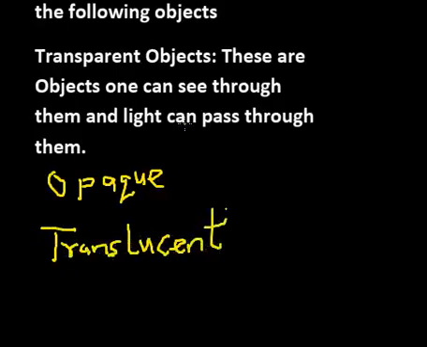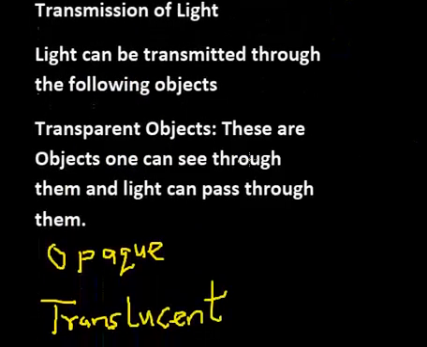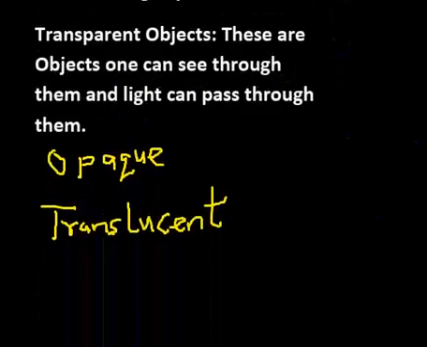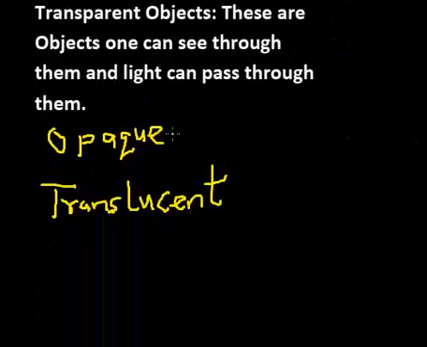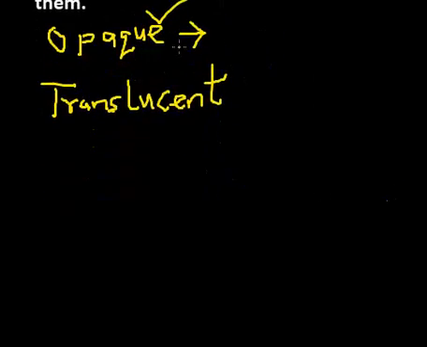Right, so for a transparent object, you know what that means already. These are objects one can see through, and light can pass through them. Opaque: light cannot pass through an opaque object, and you cannot see through an opaque object. So the only thing an opaque object can do is reflect light.